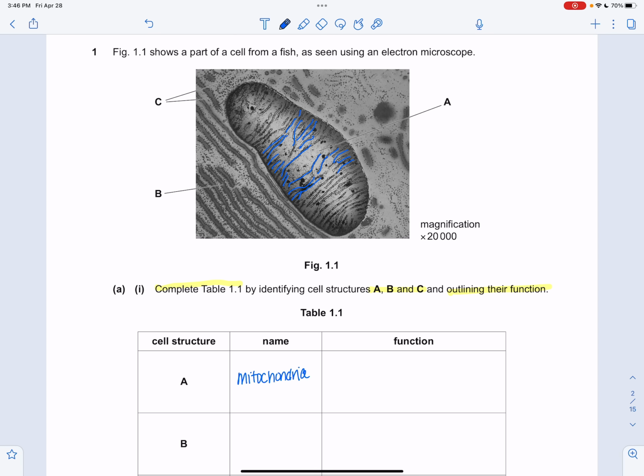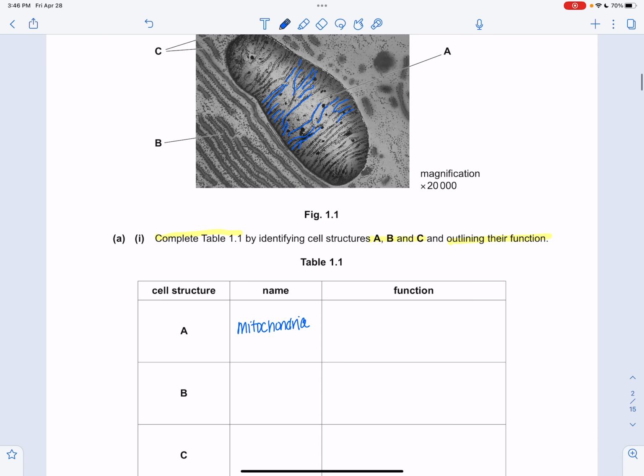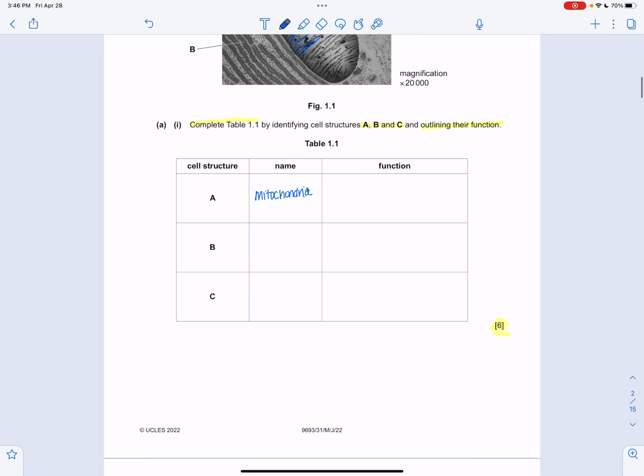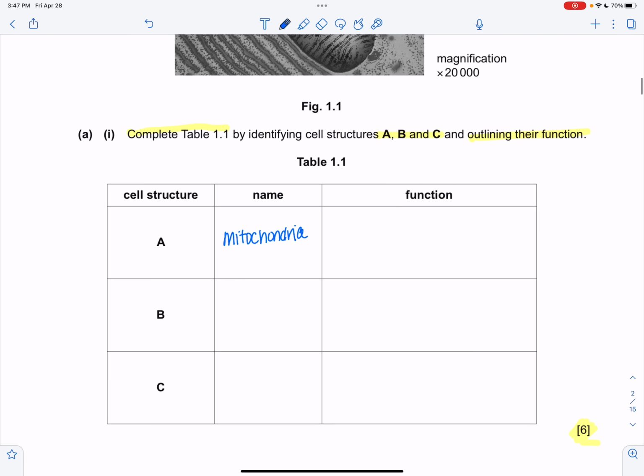You can put mitochondria or mitochondrion. And its function is to do cellular respiration, or you could say to synthesize ATP. I'm sure it'd be appropriate to say to oxidize glucose. Aerobic means that it's with oxygen.